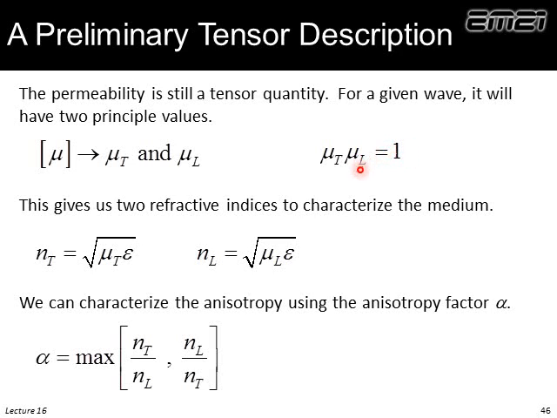Well, if it has two different permeabilities, it makes sense that there's two different refractive indices as well. Well, we can characterize this anisotropy using the ratio of these two different refractive indices. So we can take n_t over n_l or n_l over n_t. We take the biggest one and we'll call that the anisotropy factor.